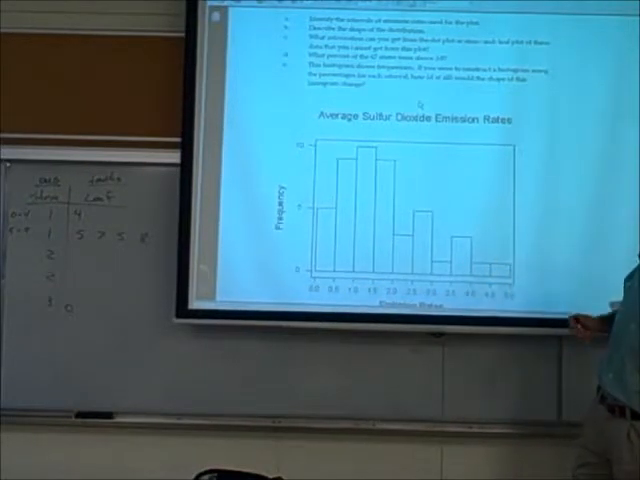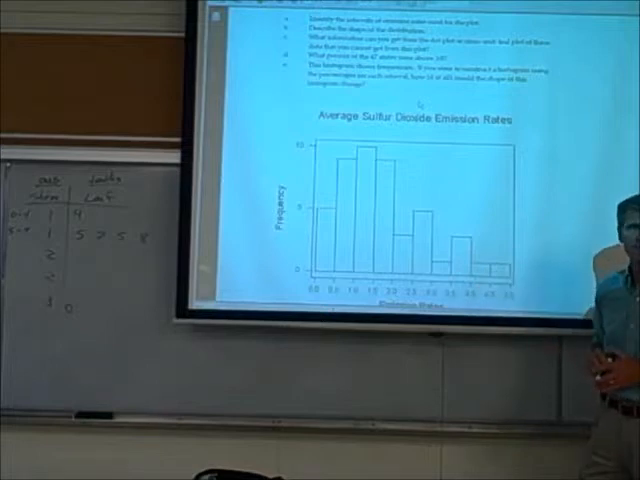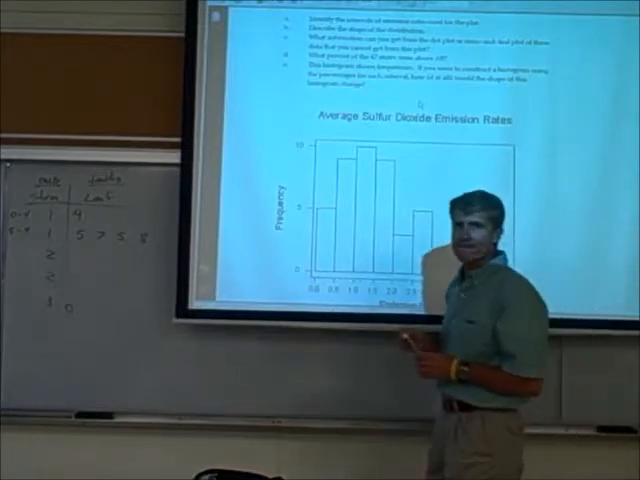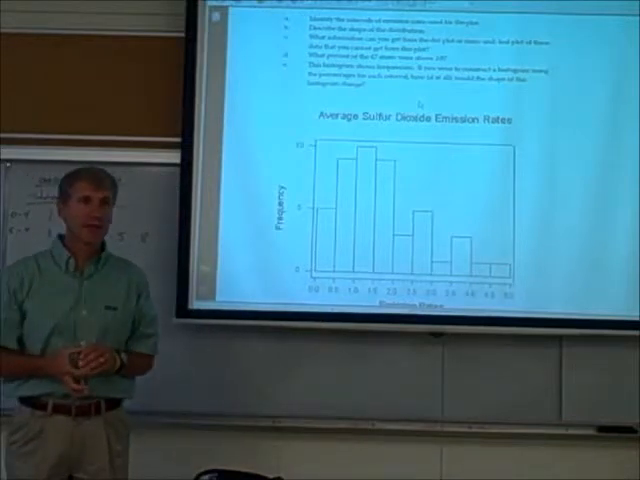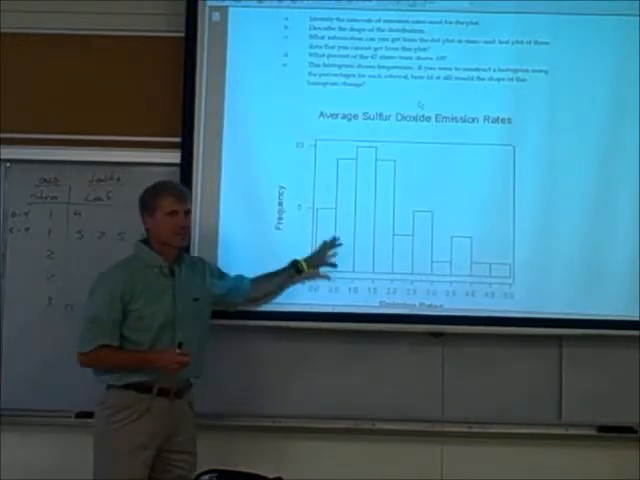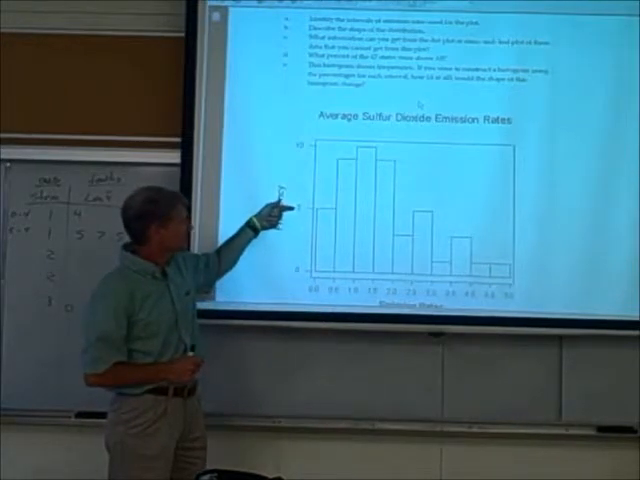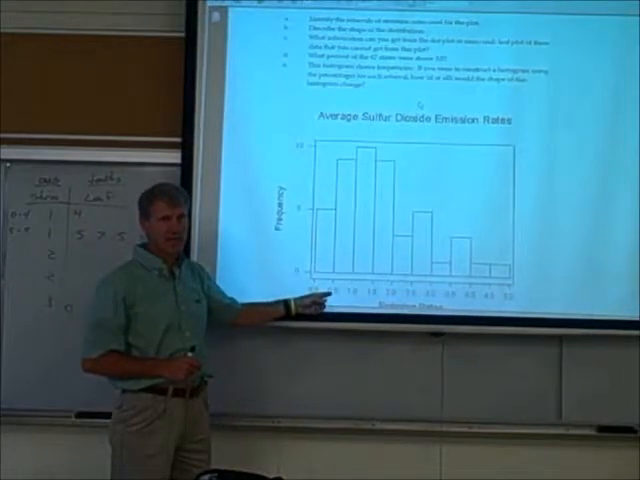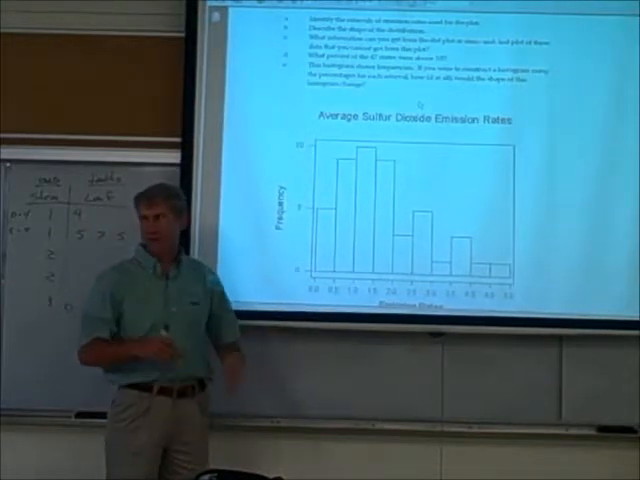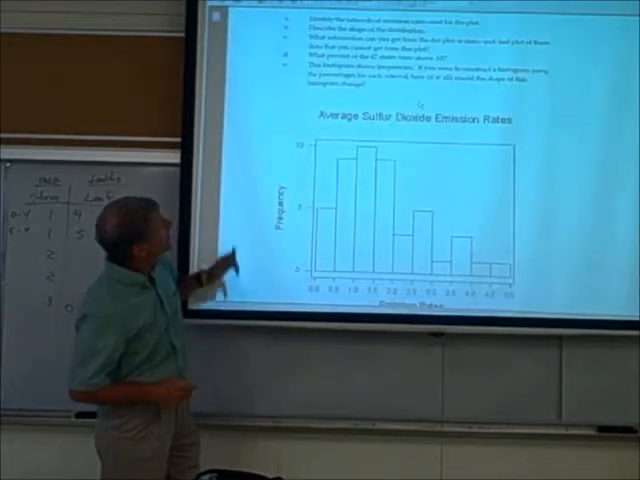Next one says, what information can you get from the dot plot or stem and leaf plot of these data that you cannot get from this plot? Individual values. Exactly. The individual data points are all there on the stem and leaf plot. But here, there's 5 states that had emissions between 0 and 0.5, but I don't know what those emissions were. I just know they were somewhere between 0 and 0.5. Stem and leaf plot gives you that.